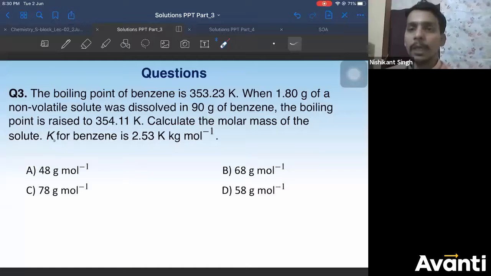Now, in the previous question, data was hidden again. The boiling point of benzene is directly given here. This is the boiling point of the benzene solvent. When 1.8 gram of non-volatile solute, W2, is added to 90 gram of benzene, W1, the boiling point is raised to a final value. This is the initial boiling point, T naught B, and the final boiling point, TB. Calculate the molar mass of the solute. Now it is a direct formula substitution, so you can solve it easily.